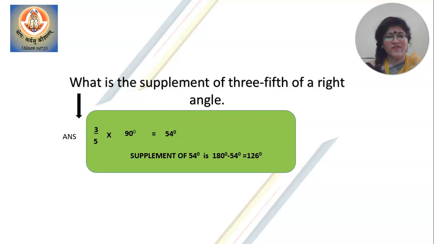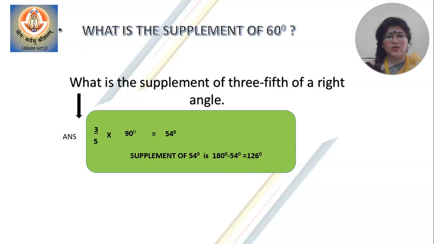So what is the meaning of that? When they ask you to find out the supplement of 54 degree, you have to subtract this 54 from 180. So the supplement of 54 degree is 180 minus 54, that is 126. Okay, so these were some of the questions.